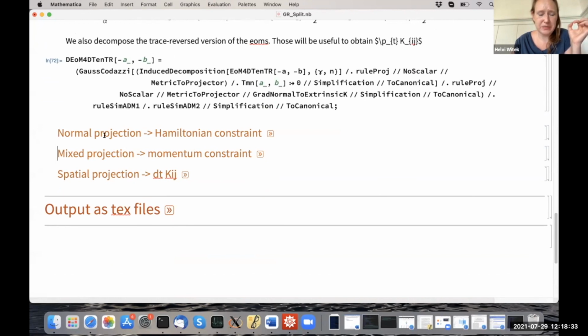The next step is what I call a mixed projection. Here we are contracting one of the indices with a normal vector and projecting the other one with a projection operator. That will give us a momentum constraint that we've seen on Monday. And then finally, we will project out both indices onto the hypersurface, and that will give us an evolution equation for the extrinsic curvature.